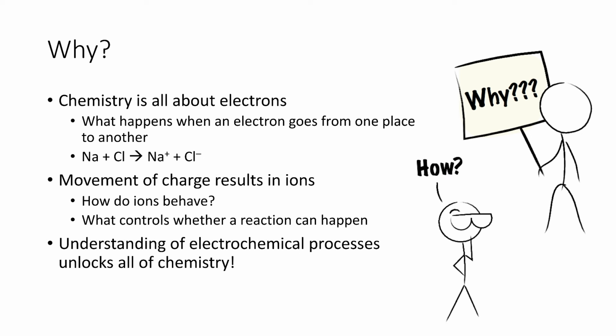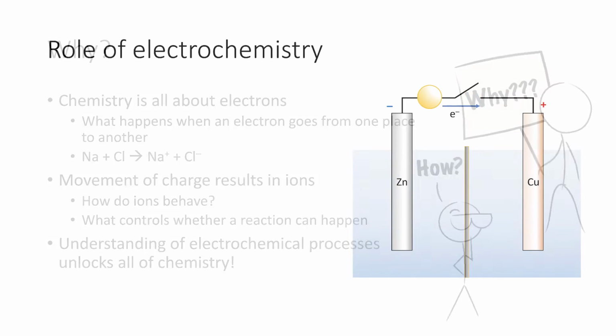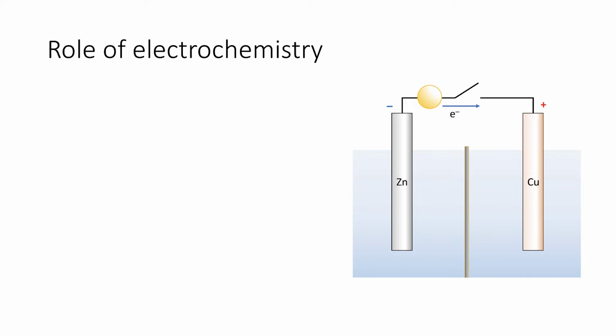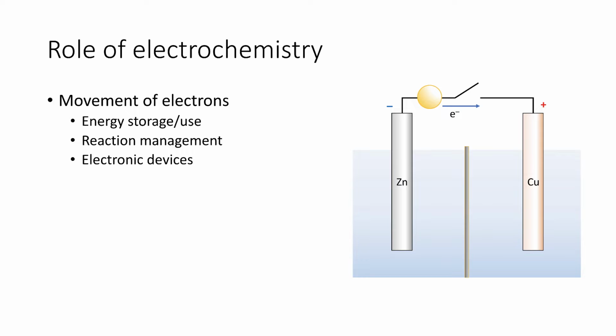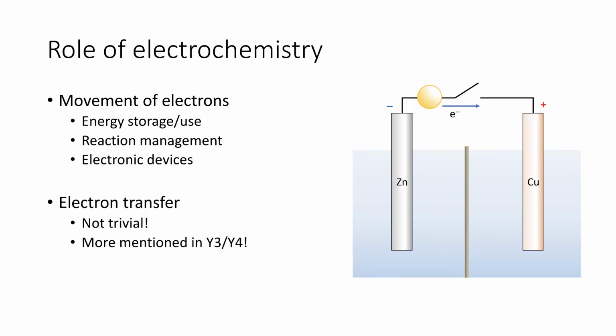Fundamentally, through better understanding of these electrochemical processes, we will understand better about how chemical reactions happen and how electrostatics are important. Electrochemistry is used widely from looking at energy storage and managing reactions through to our electronic devices. Anywhere that we have any level of electricity storage, we have chemistry happening. When we think about things like electron transfer, it's not a trivial subject. We will be discussing more of it in years 3 and 4, so please do bear in mind that this is a little bit more complex than it might initially seem, but through our better understanding of the electrochemical processes in cells, we'll gain a better understanding of the chemistry that we're studying.